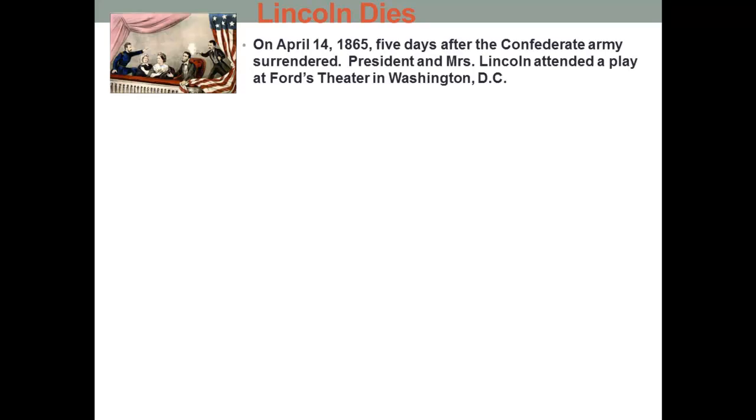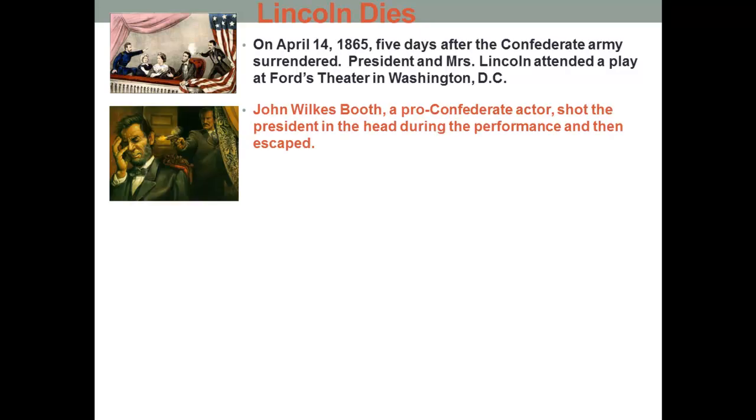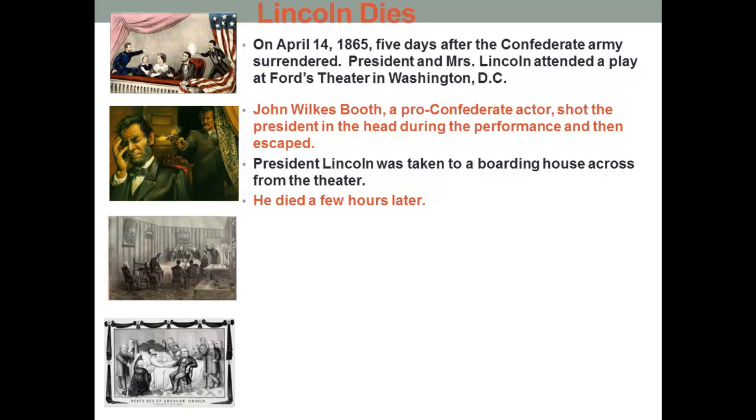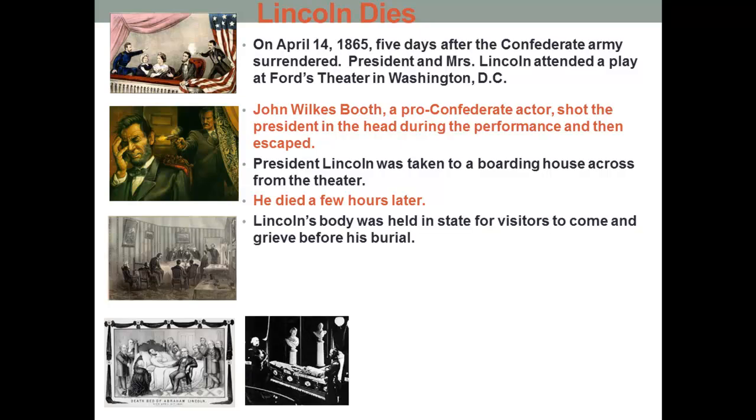On April 14, 1865, 5 days after the Confederate Army surrendered, President and Mrs. Lincoln attended a play at Ford's Theater in Washington, D.C. John Wilkes Booth, a pro-Confederate actor, snuck into the Lincoln's box and shot the president in the head during the performance. He then jumped from the box onto the stage and ran away. President Lincoln was taken to a boarding house across from the theater. He died a few hours later with his wife by his side.